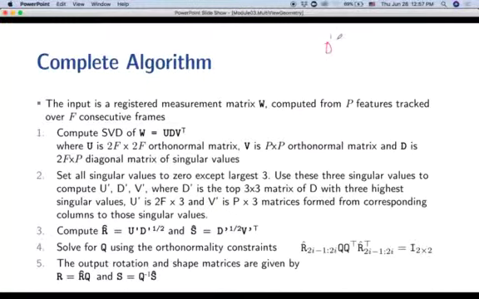No, D half times D half, D to the power half times D to the power half, should be equal to D, right? So D is a diagonal, let's say A, B, C along the diagonal. So D half is just along the diagonal you have square root of A, square root of B, square root of C. That's it. Because this multiplied by itself will give me this.